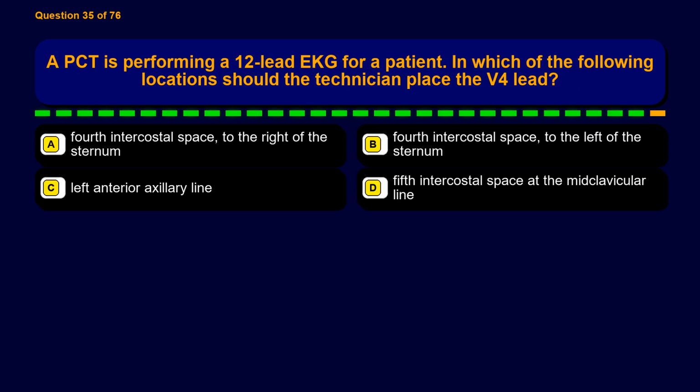Question 35. A PCT is performing a 12-lead EKG for a patient. In which of the following locations should the technician place the V4 lead? Option A. Fourth intercostal space, to the right of the sternum. Option B. Fourth intercostal space, to the left of the sternum. Option C. Left anterior axillary line. Option D. Fifth intercostal space at the midclavicular line.